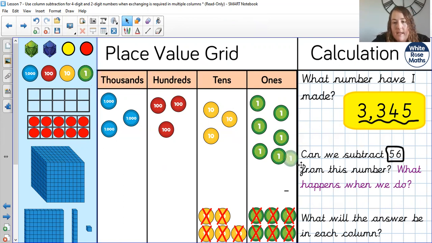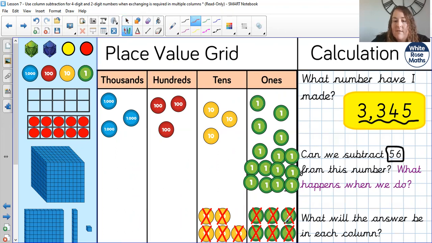1, 2, 3, 4, 5, 6, 7, 8, 9, and 10. Okay, so now I've still got my 15 ones. I can now take away 6 of them. 1, 2, 3, 4, 5, 6. Brilliant. Okay, I can then go to my tens column.